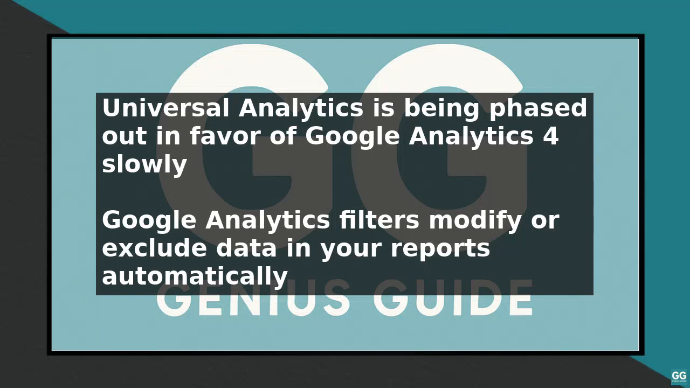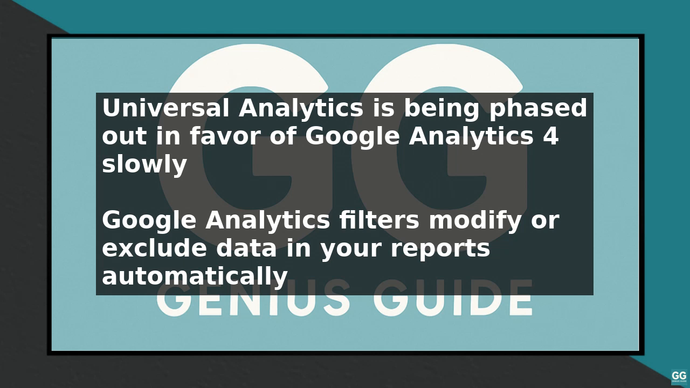To switch from Universal Analytics to Google Analytics filters, you need to understand the basics of both systems. Universal Analytics is an older version of Google Analytics that is being phased out in favor of Google Analytics 4. Google Analytics filters are used to modify or exclude data in your reports.